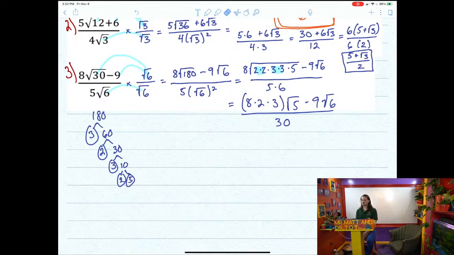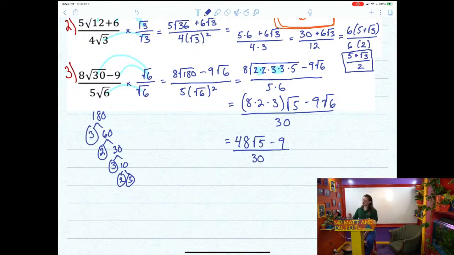So that's going to turn into (8 times 2 times 3 times the square root of 5 minus 9 root 6), quantity divided by 30. Now, 8 times 2 times 3 is the same thing as 8 times 6, which is 48. So this is going to turn into (48 root 5 minus 9), quantity divided by 30.